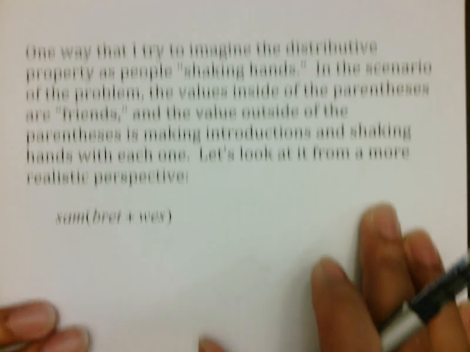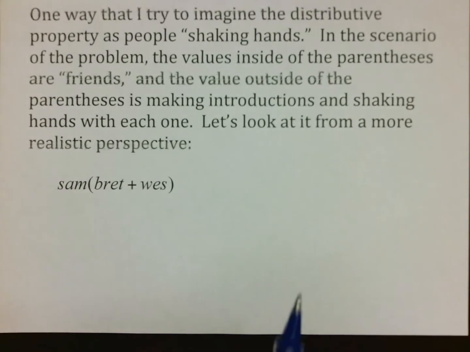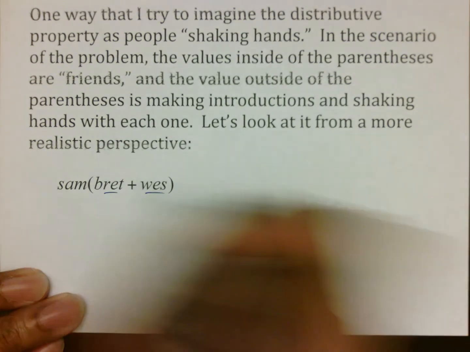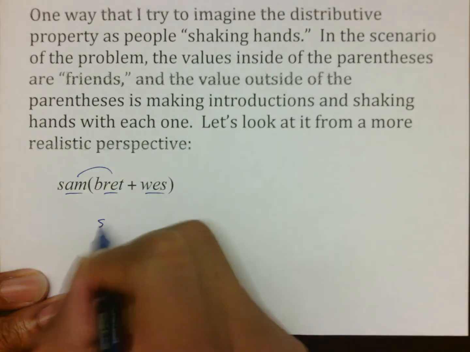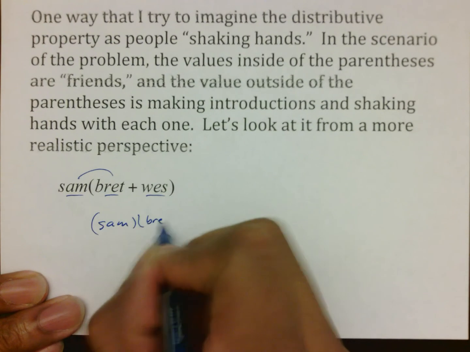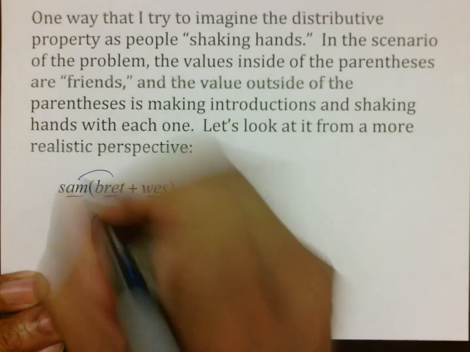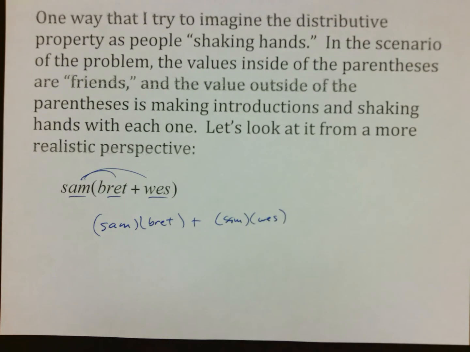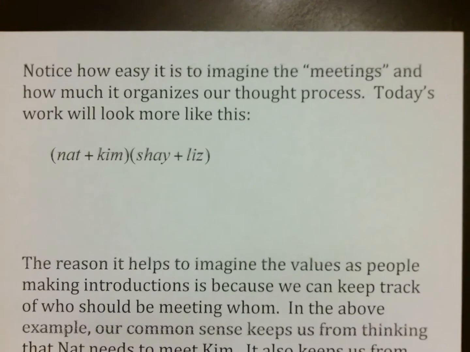So looking at it from more of a realistic perspective, just for a moment, so we can transition to what we're doing today. In this situation, Brett and Wes are already friends. Sam wants to meet them, so what you would have is Sam meeting Brett, and, which means plus, Sam meeting Wes. And again, that would be the two handshakes. Again, we've done that part already. We've got that idea. Notice how easy it is to imagine the meetings and how much it organizes our thought process.